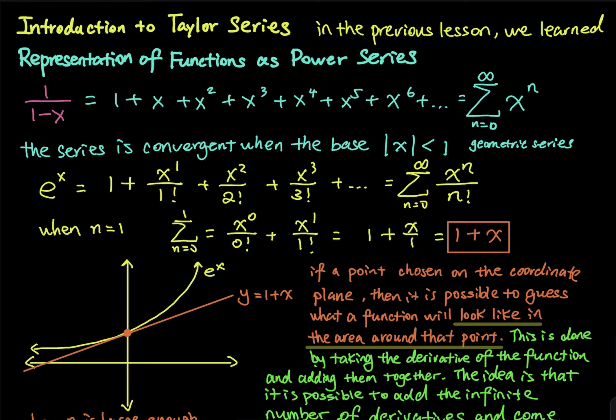So overall, the series is the summation, n goes from 0 to infinity, of x raised to the nth power, and this series is convergent when the absolute value of x is less than 1, because this is a geometric series. So we talked about the pink series in the previous lesson, right?